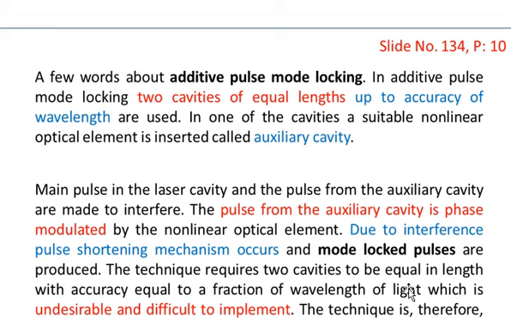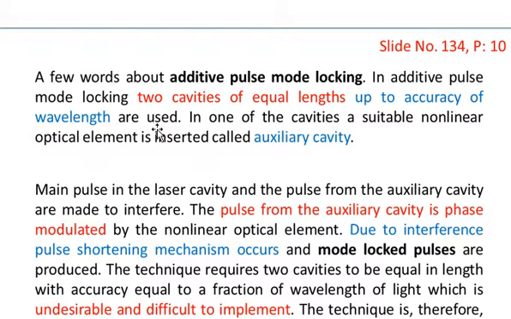Now this is the fourth technique, because we have presented the three techniques. So let's talk a little bit about it. A few words about the additive pulse mode locking technique. In additive pulse mode locking, two cavities of equal lengths, up to an accuracy of a fraction of a wavelength, are used.